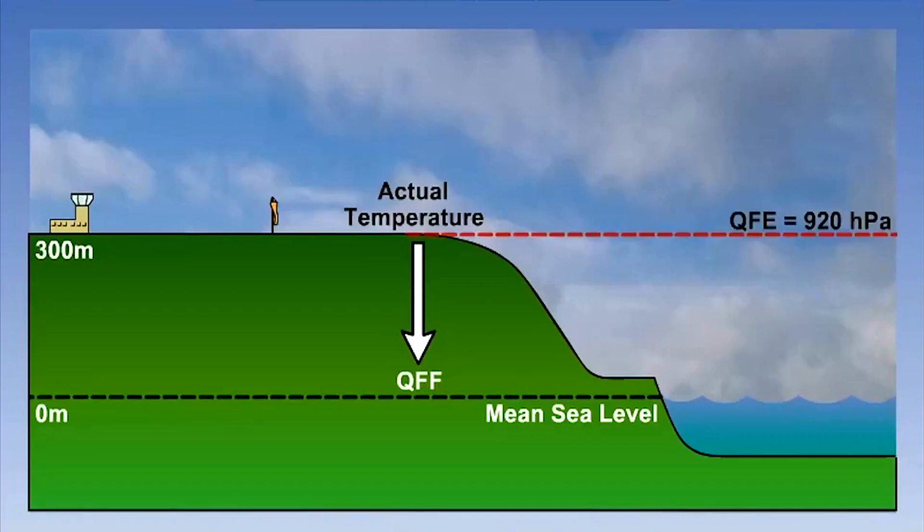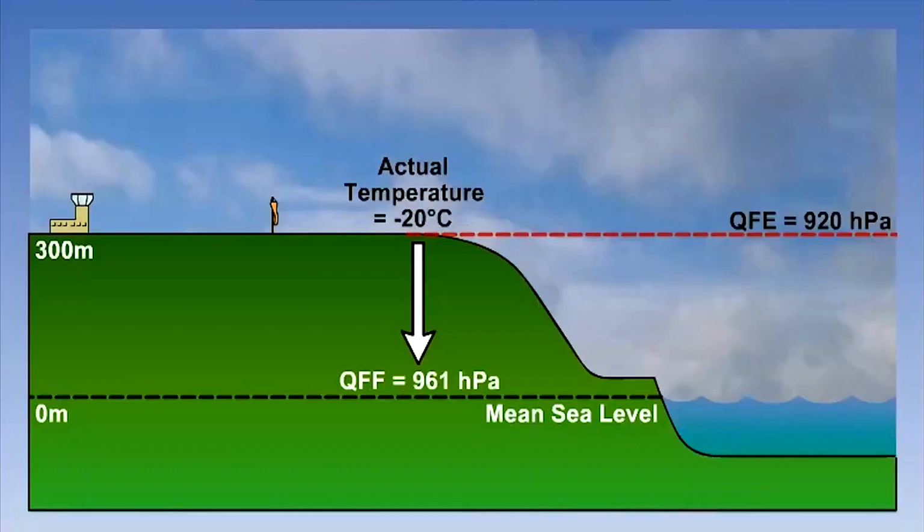In this first example, let's assume that we have a station pressure of 920 hectopascals, 300 meters above mean sea level. The temperature at the airfield is minus 20 degrees Celsius. The airfield is obviously a lot colder than ISA. The pressure at sea level will obviously be much greater, but by how much? Let's work out QFF. In correcting the pressure to mean sea level, QFF will account for the fact that cold air will increase the pressure lapse rate. So QFF will read a higher value at sea level than normal.